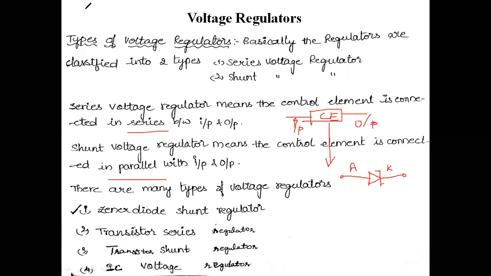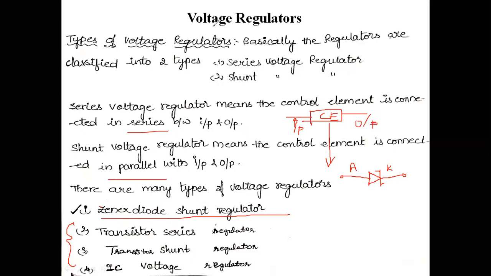There are many types of voltage regulators, but according to our syllabus we are discussing only the Zener diode shunt voltage regulator. There are other types of voltage regulators also, such as the transistor series regulator, transistor shunt regulator, and IC voltage regulators. You can learn these in the upcoming classes, don't worry. In different subjects you will come across these different types of voltage regulators. For the time being, for our convenience, we deal only with the Zener diode voltage regulator.